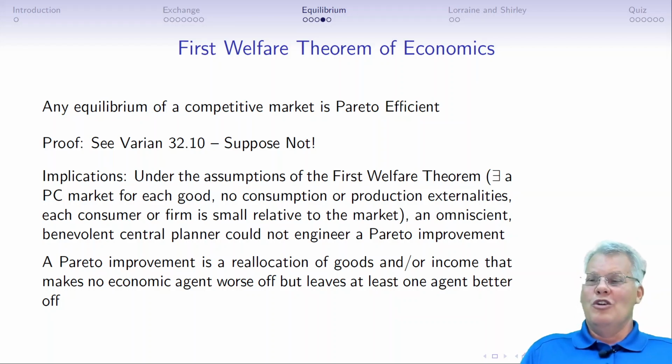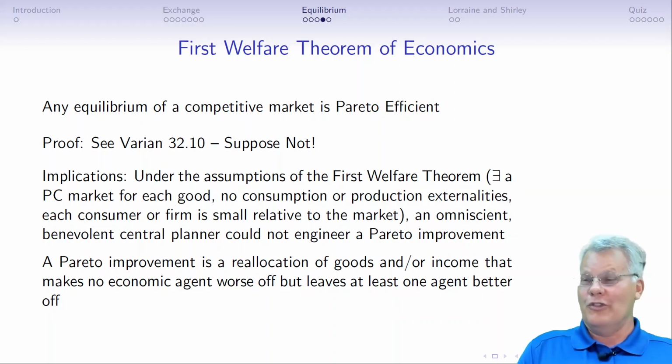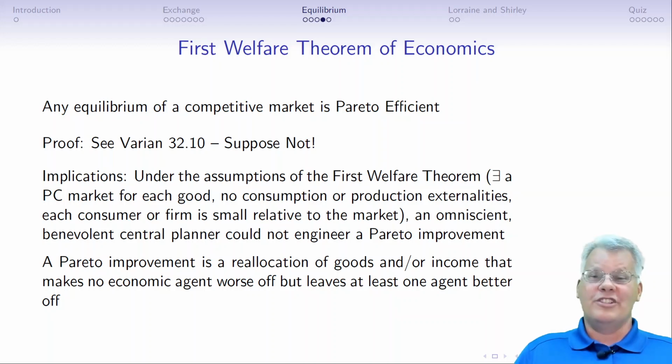So if it were possible for a central planner, for a government agency, to know everything and to do it all for your benefit, not for their own, if that were possible, that such a creature existed, they could not engineer a Pareto improvement over the outcome of a perfectly competitive market. What that means is that all a central planner can do, the only way to make one person better off is to harm someone else, to harm another person or another firm. Okay, so very important result.